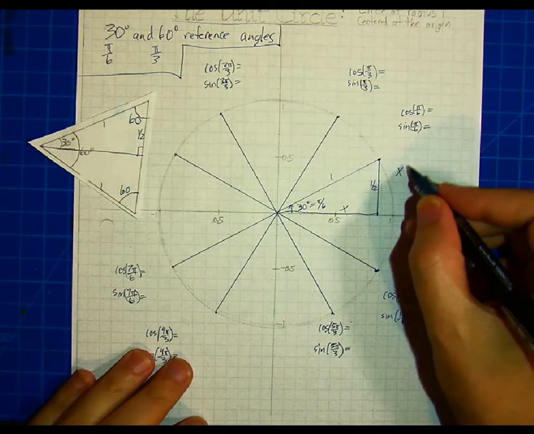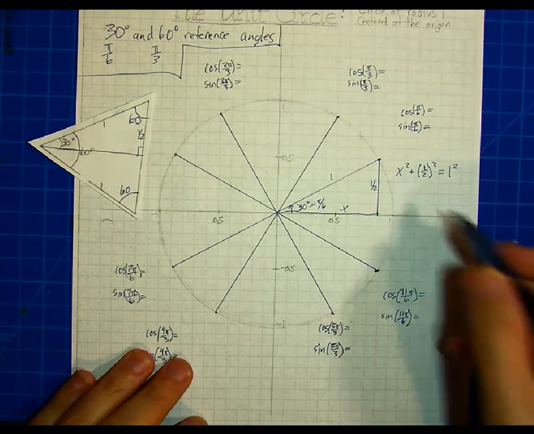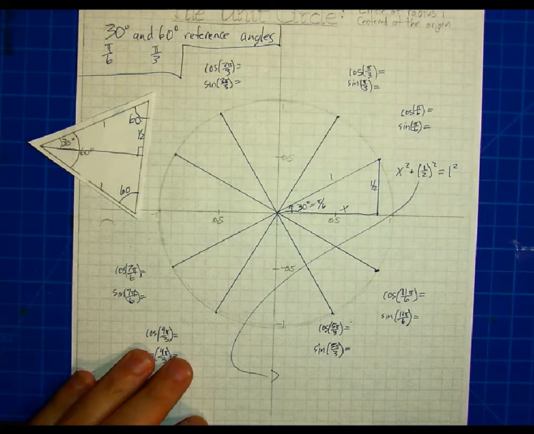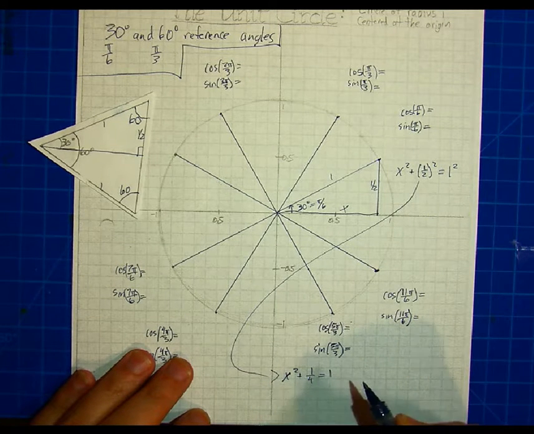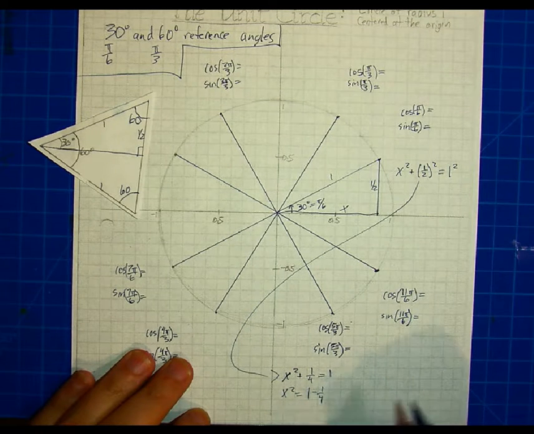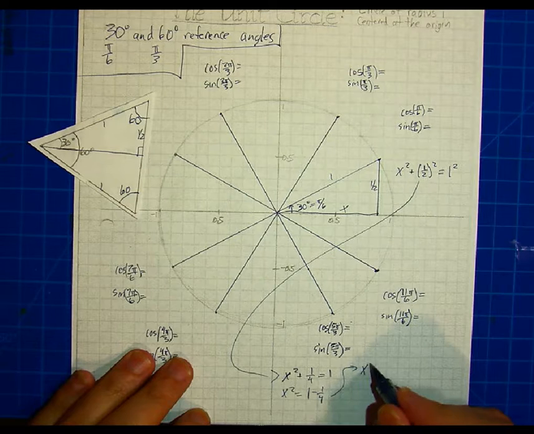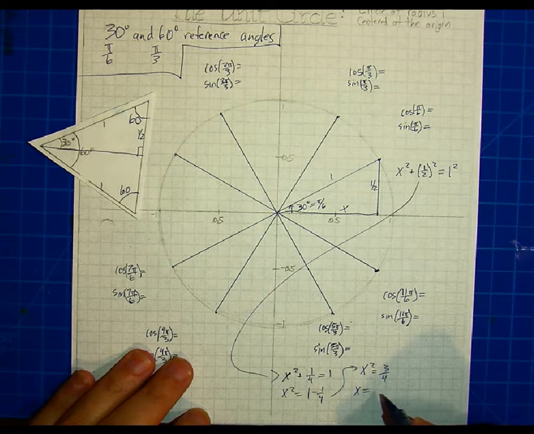So we know x squared plus 1/2 squared equals 1 squared. So we'll go down here with our algebra. X squared plus 1/4 equals 1. X squared equals 1 minus 1/4. X squared equals 3/4. X equals plus or minus √3/2.